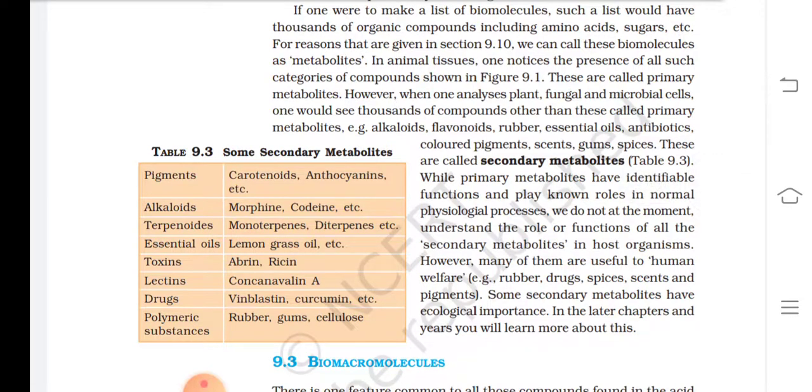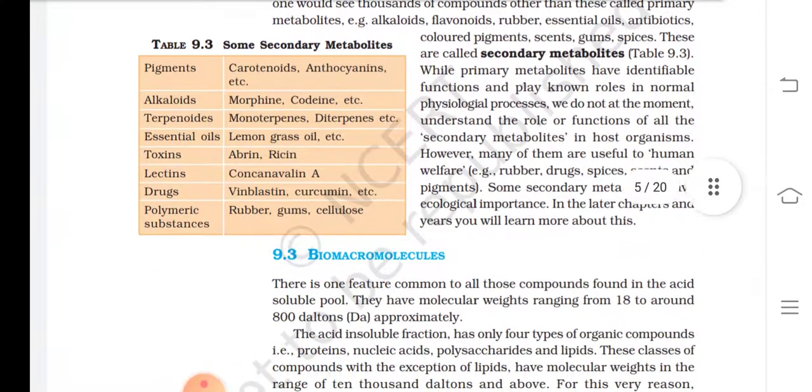While primary metabolites have identifiable functions and play a known role in normal physiological processes, we do not at the moment understand the role or function of all the secondary metabolites in host organisms. However, many of them are useful to human welfare. Examples: rubber, drugs, spices, scents, and pigments. Some secondary metabolites have ecological importance. In later chapters and years, you will learn more about this.